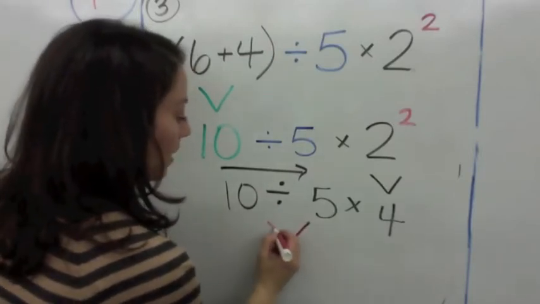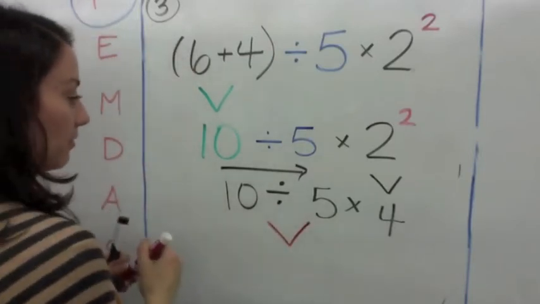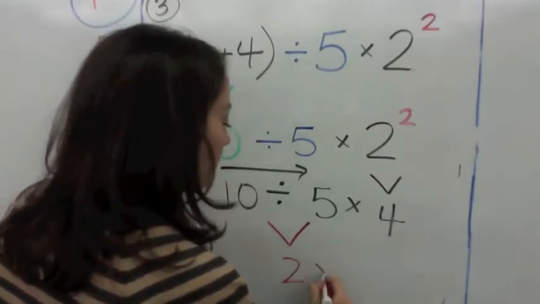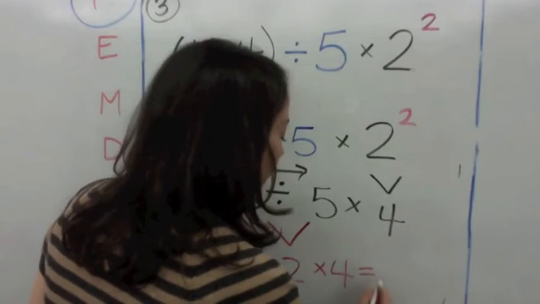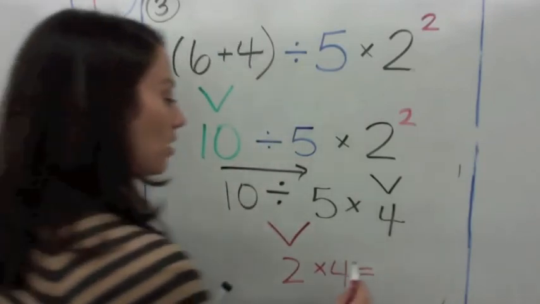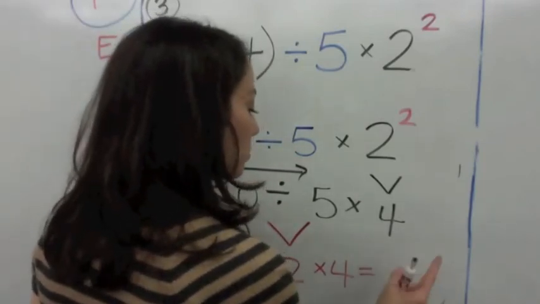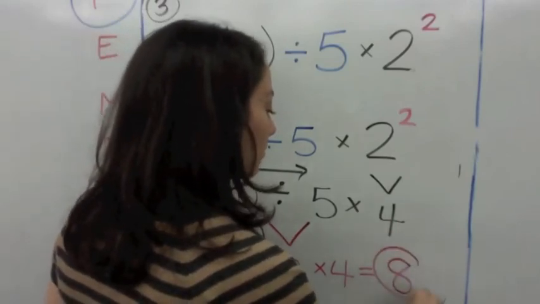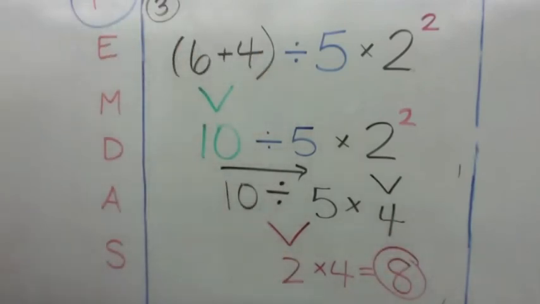How many times do you skip count by 5 to get to 10? 2, right? And then we're going to multiply that at last by 4. And what is 2 times 4? 2 times 4 is 2, 4, 6, 8. Very good. Go ahead and get that down. Okay, now you're going to try some problems on your own.